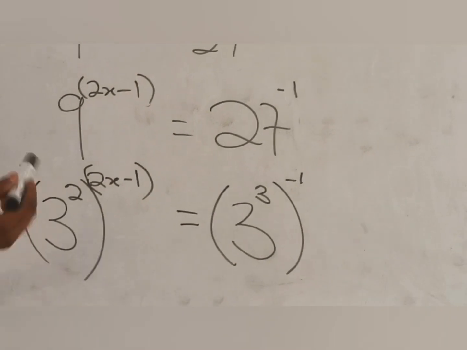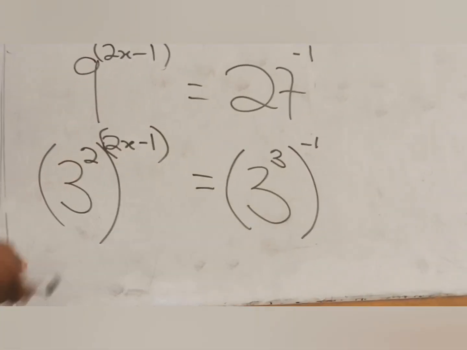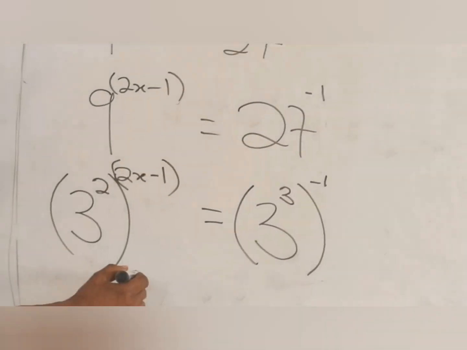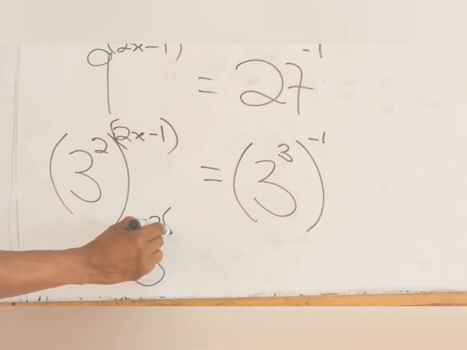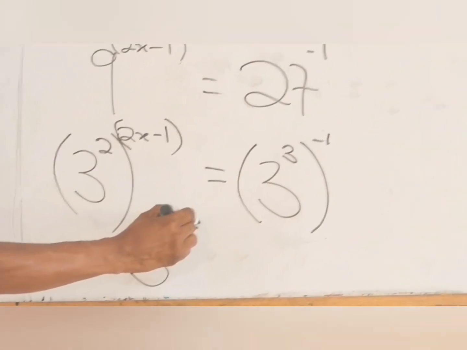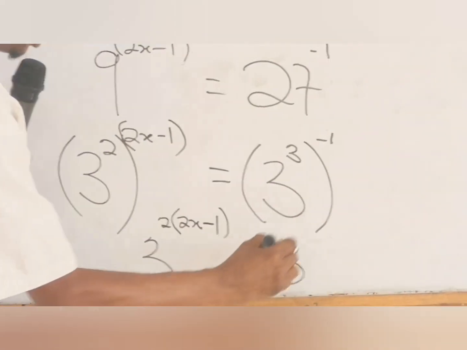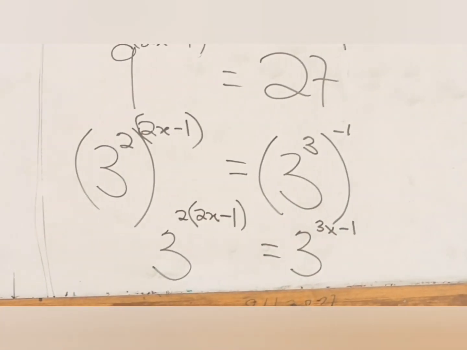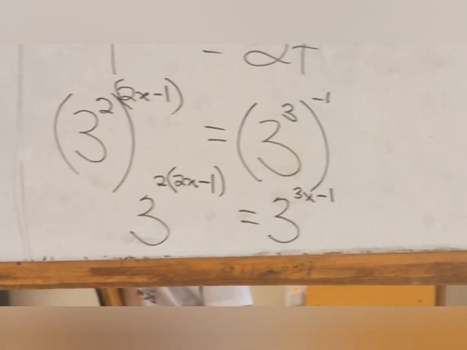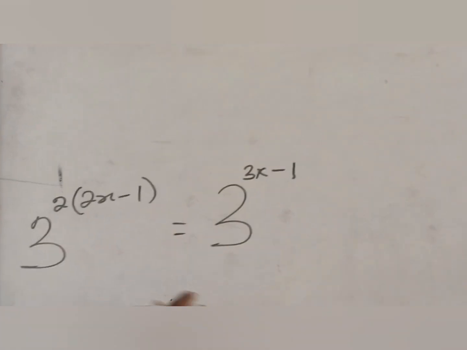If you know them, you just know that anytime you see two powers, multiply the powers. So this one is the same as 3. You come to multiply this. 2 into bracket. Are you watching? 2x minus 1. And this one, 3 to the power 3 times negative 1. Can you all see? Yes. Power 3 times negative 1. So let's simplify that quickly.